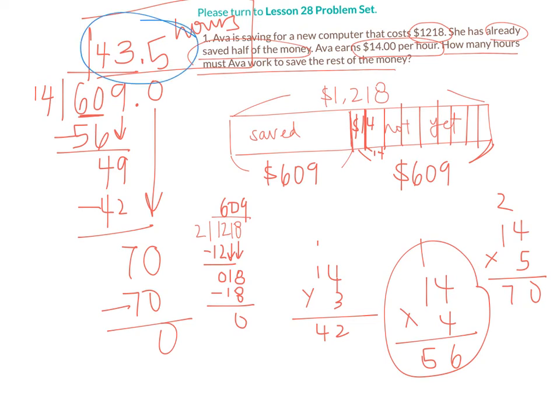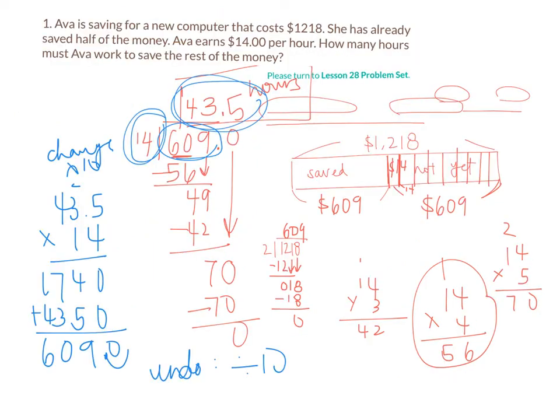Right, we can do the answer 43.5 times 14. And if we get 609, we will know we are correct. Go ahead and check. Once we did our check, is our answer 609? No, our answer then is 43.5 hours. That's what she needs to work.